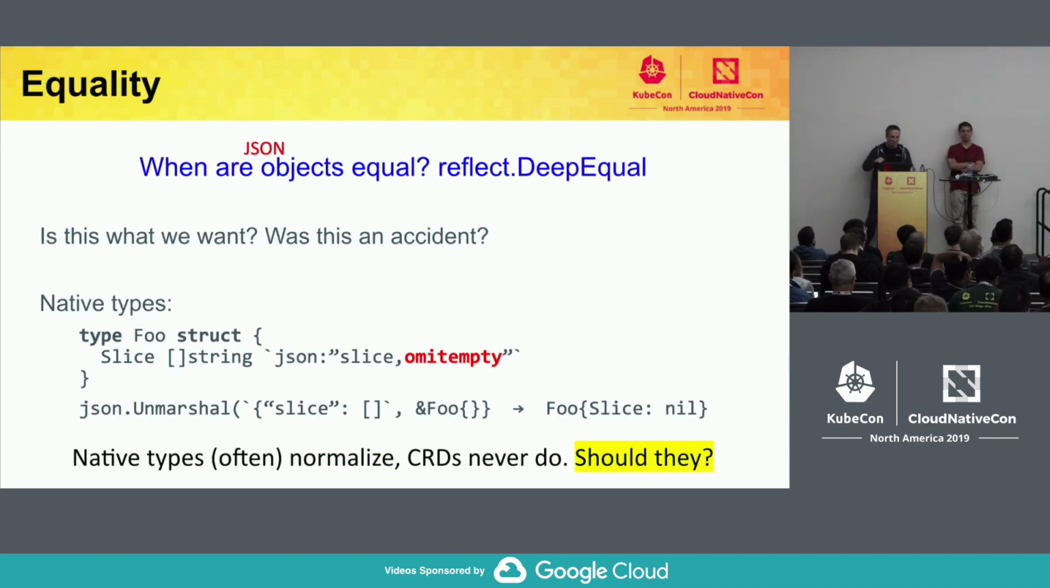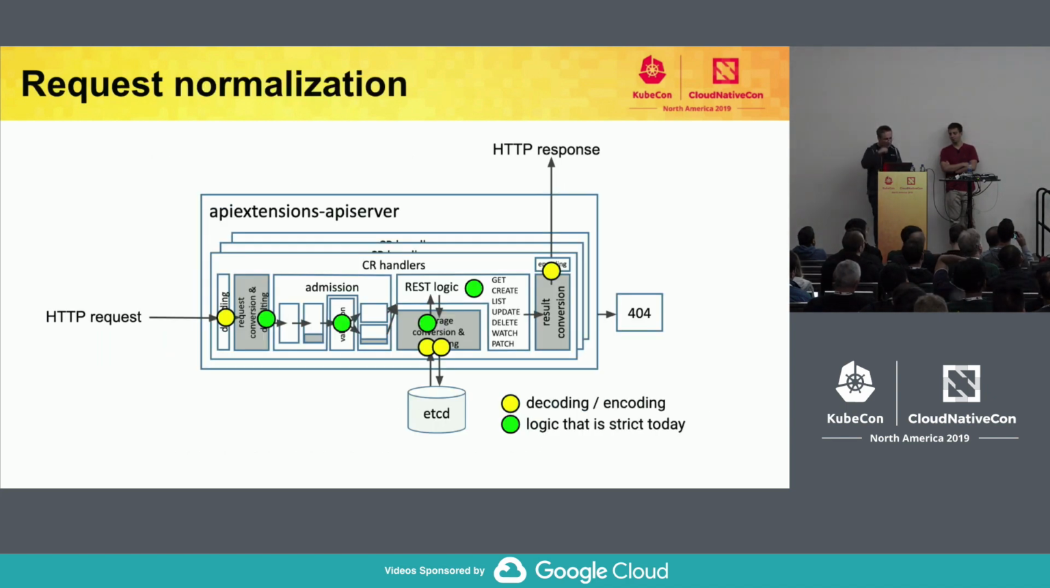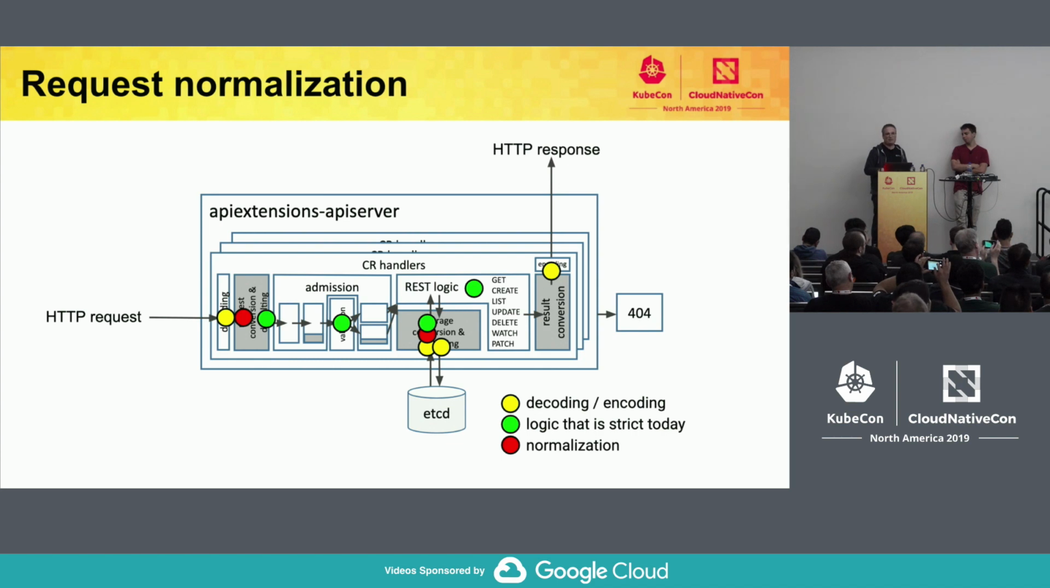So maybe we need something like normalization as well, and we are thinking about that. And if you look at the request pipeline we have in Kubernetes for CRDs, it looks like that. All the green bubbles here, the green circles, are strict. So we have mechanisms like defaulting, I showed that, validation, and the rest of the logic, so patches and so on. Everything is strict, and maybe we need something which normalizes those values in this pipeline.